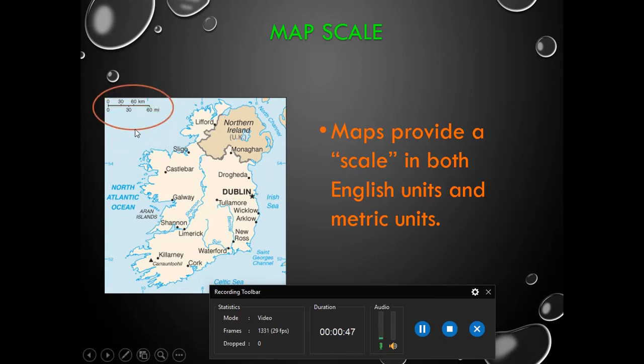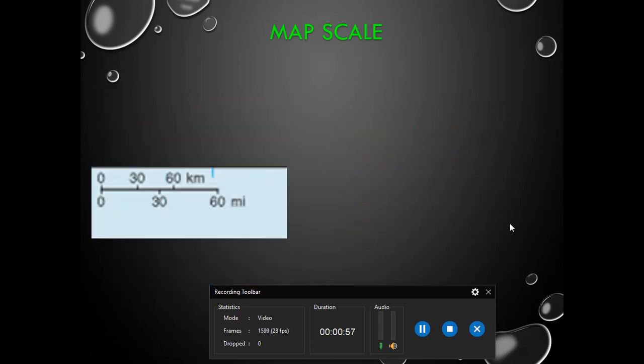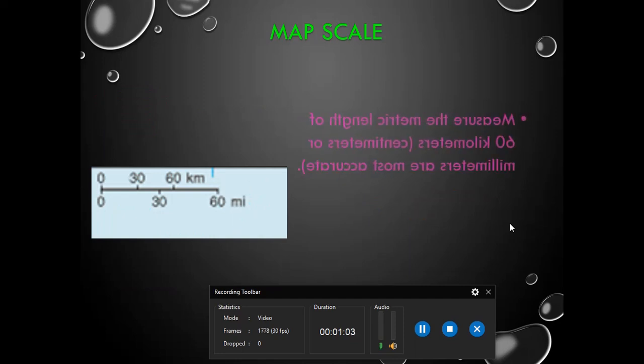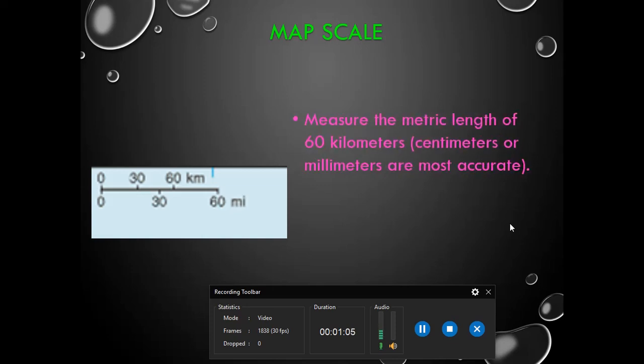There it is. And typically they will provide a scale in both English units, which are miles, and in metric units, like kilometers. So there's our enhanced version of the scale from the map. What I'm going to have you do is measure the length of the metric side. So we want to know how many millimeters or centimeters will be equal to the 60 kilometers on the map scale.